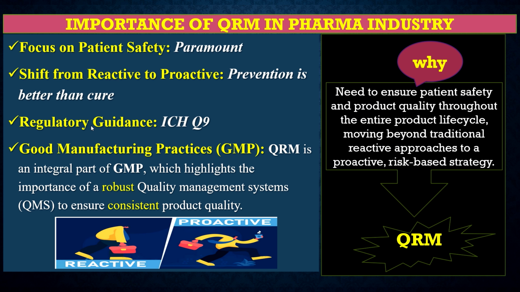And coming to regulatory guidance, ICH Q9, one of the guidelines, talks about this QRM, quality risk management. So this is a requirement from the regulatory body also. And good manufacturing practices, it is a GMP requirement. You see here, QRM is an integral part of the GMP, which highlights the importance of robust quality management systems, that is QMS, to ensure consistent product quality.